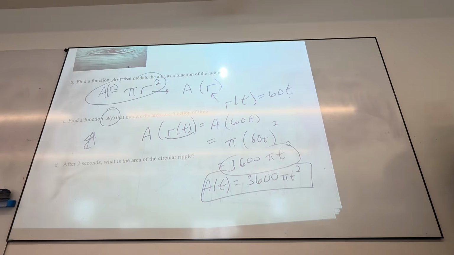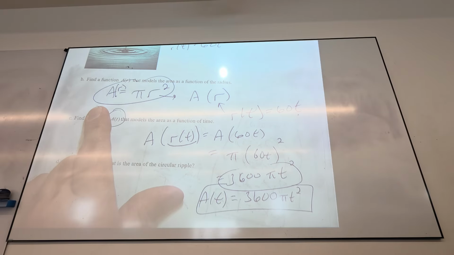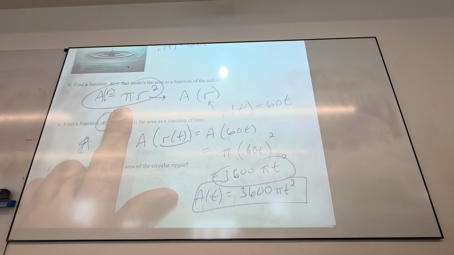Maybe. Up here, what do I have to know to figure out the area for this equation? Radius. If you tell me the radius, I can get the area, correct? You with me? What do I have to know up here to know the radius? Time. So it should make sense. If somebody just gives me what time has gone by, I should be able to go directly to the area. And that's what this function does.